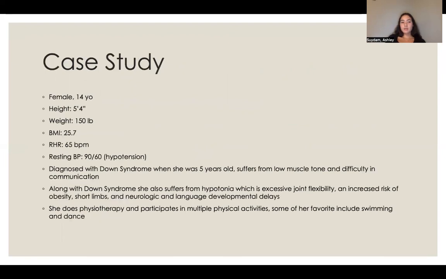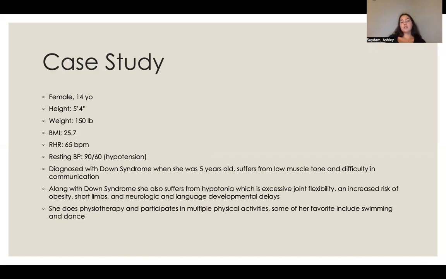For this case study, we have a 14-year-old female who is 5'4". She weighs 150 pounds and her body mass index is 25.7. She has a resting heart rate of 65 beats per minute, and she has a low resting blood pressure at 90/60. That's known as hypotension.